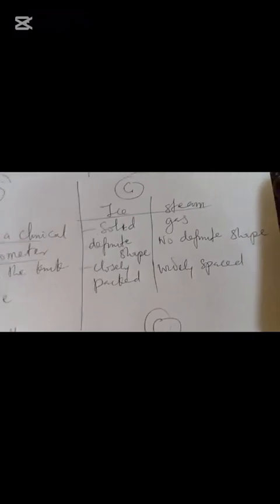And lastly, I mentioned ice is closely packed. That is, the particles are well packed. But for gas, they are widely spaced. Do you want me to give you one more? What can you say about speed? Put your answer in the comment box and let me see how you can reason with me.